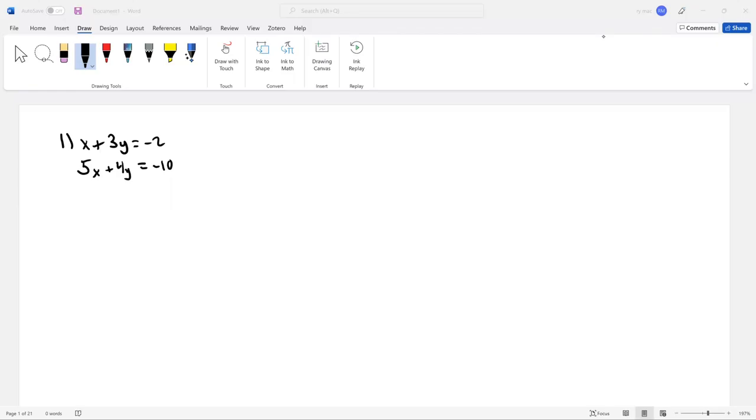Great. Hello, everyone. Today I have the Chapter 5 study guide. It's a pretty long one, so let me just jump right into it. So our first one here is number 1. It just says solve the system by the substitution method.